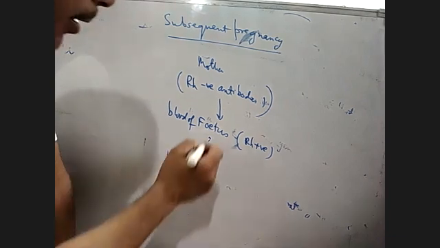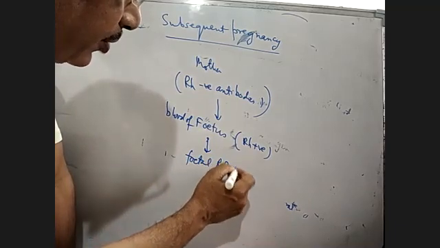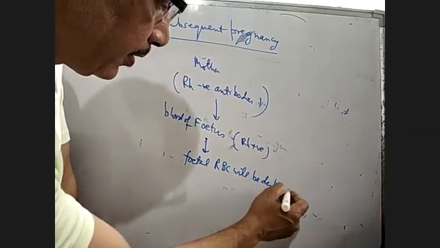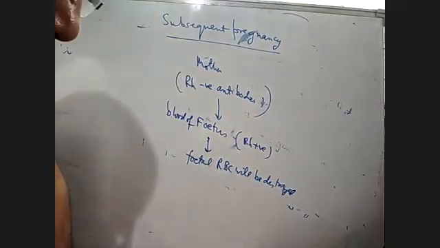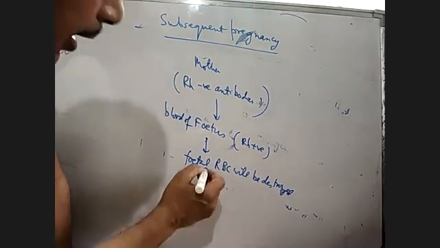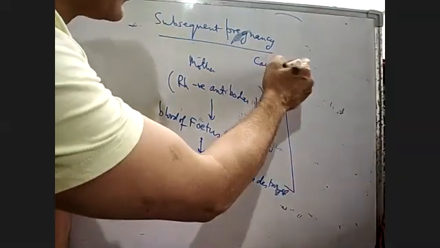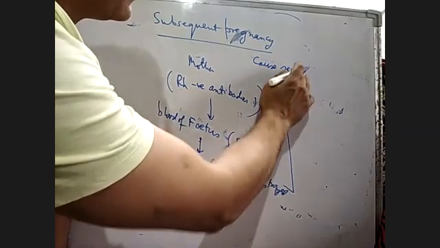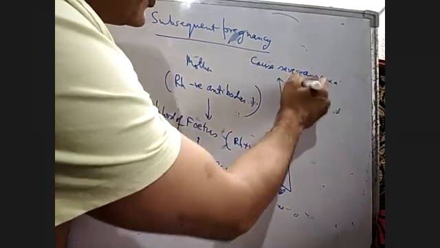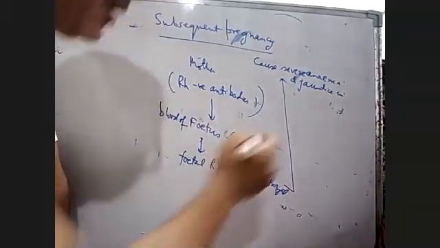And they will destroy the fetal RBC. Fetal RBC will be destroyed, and this could cause severe anemia and jaundice in the baby.